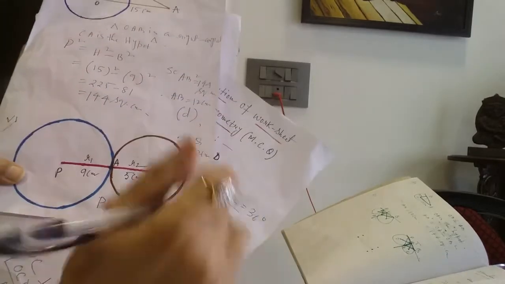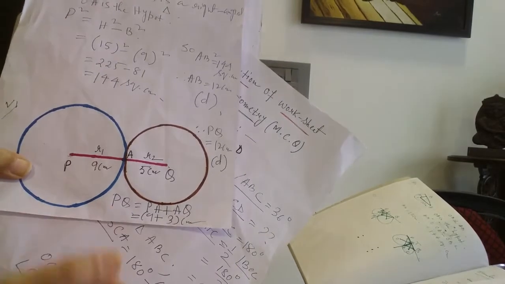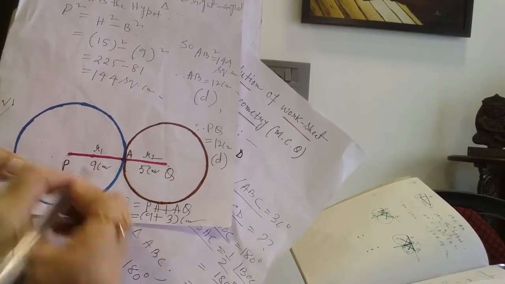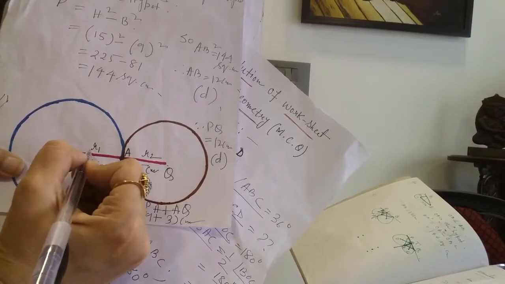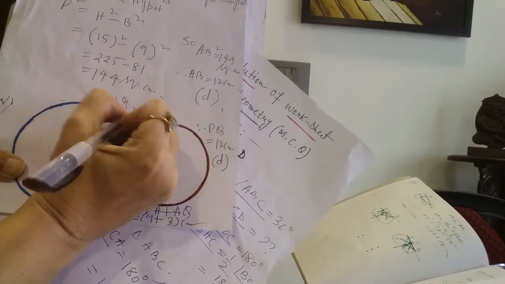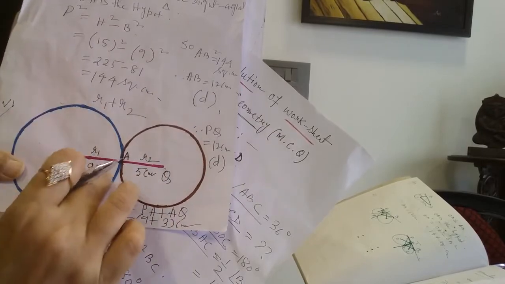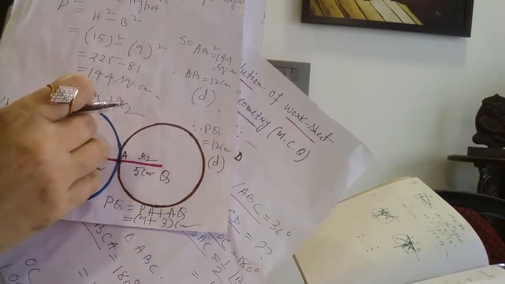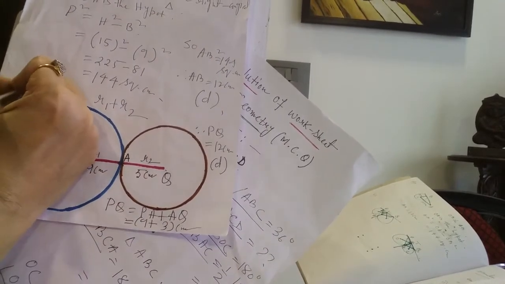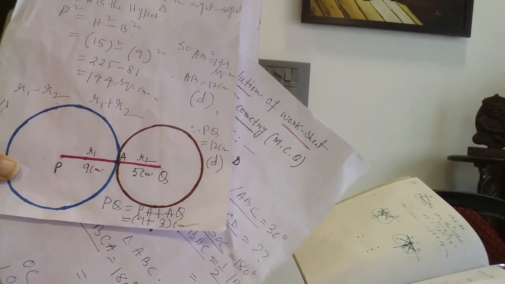Your option is D. Option D. So one thing I am telling here, when two circles touch externally, then the distance between their centers will be the sum of the radii. If the radii are R1 and R2, then the distance will be R1 plus R2. But if the two circles touch internally, meaning this circle is inside this circle, then the distance between the centers will be the difference of the radii, R1 minus R2. Clear? You will keep it in mind.